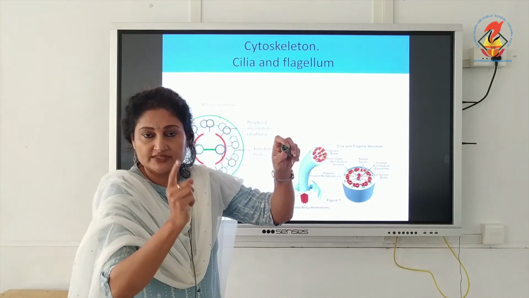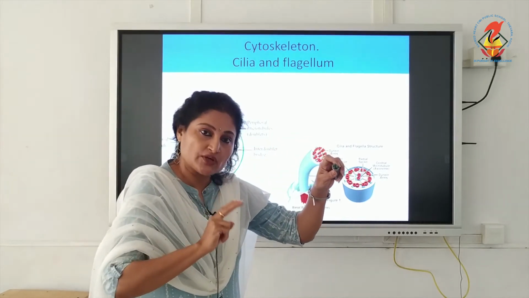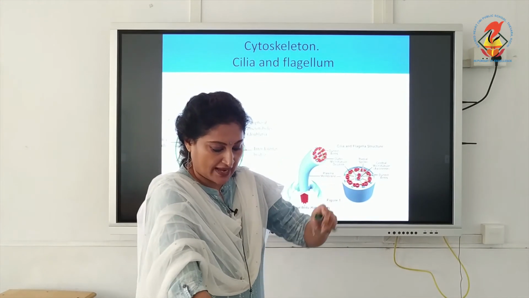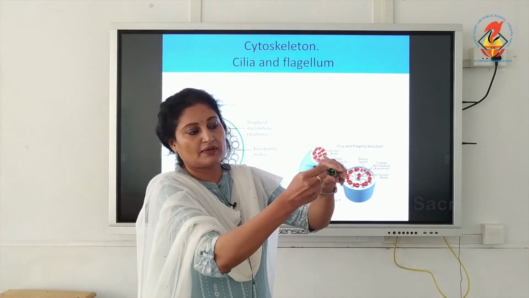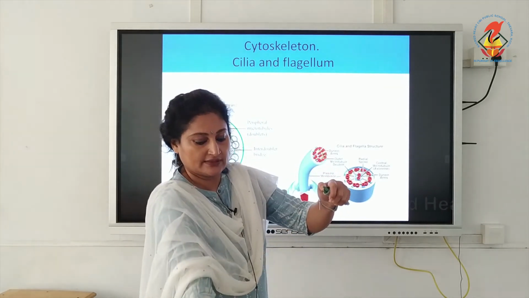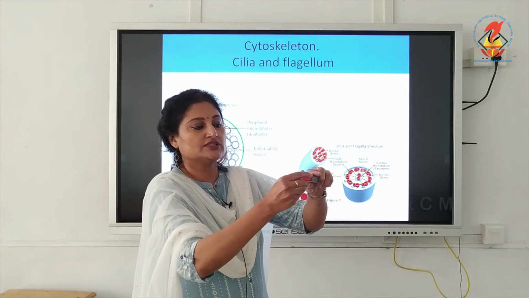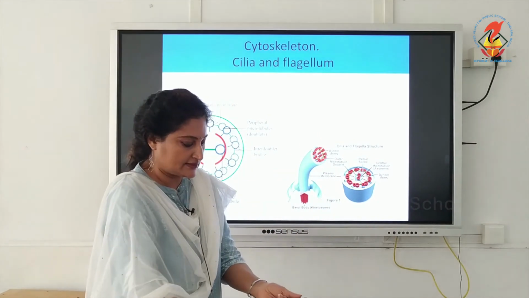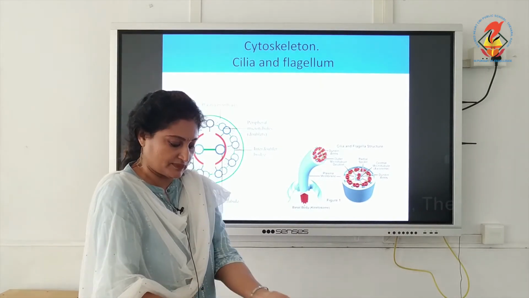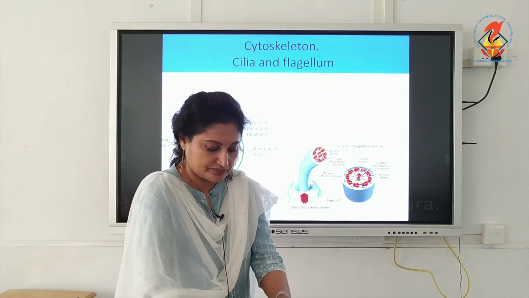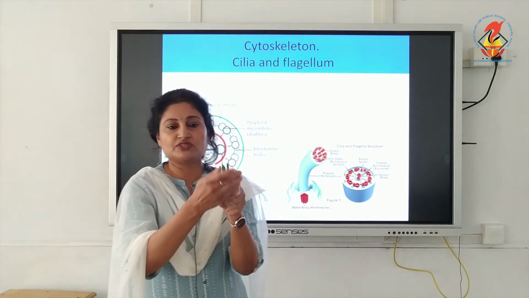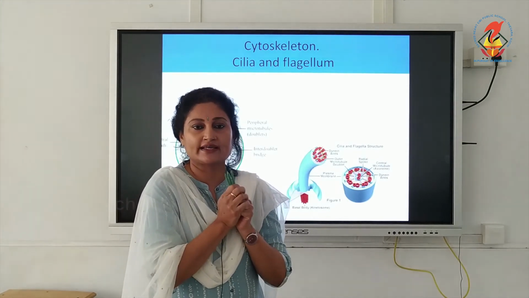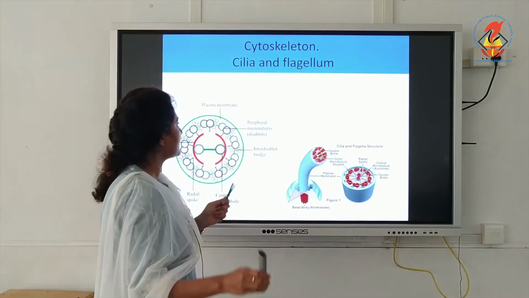The cytoskeletal structures can be in the form of microtubules or microfibrils. If I add more, you can see, this is providing the strength and rigidity to the cilia or flagellum. Clear? Now, how are these arranged? It is not just a bundle of microtubules, like how we hold a broom, a bundle of sticks. It is not like that. There is a specific arrangement.